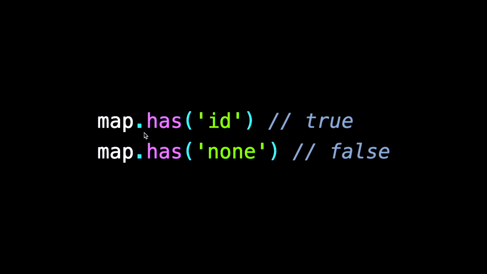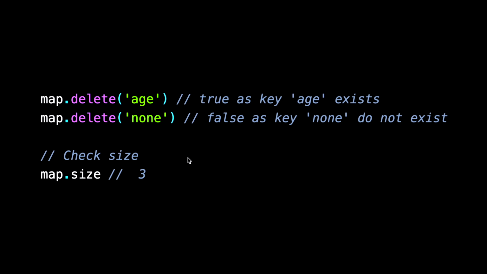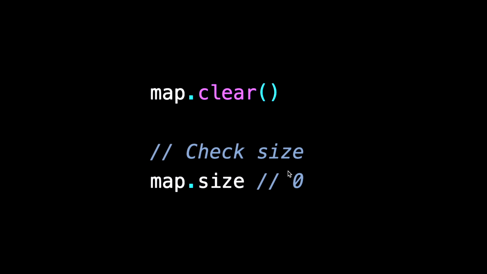We can also check if a key exists. map.has id, true, map.has none, false. And we can delete keys. So delete the age key, and if we delete the none key, it's going to return false. So this is going to both delete and return true or false, depending on whether it exists. And we can check the size. It's now 2 because we've deleted 1. And if we do map.clear, it's now going to be equal to 0. The whole map has been cleared out.